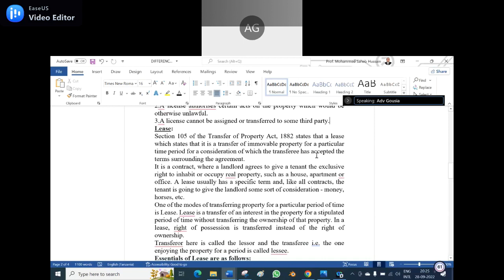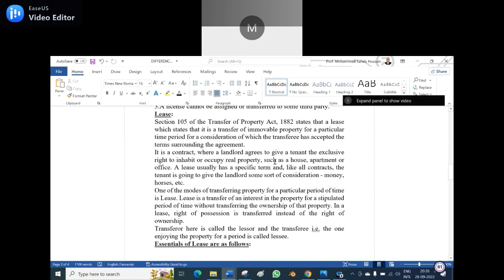Section 105 of the Transfer of Property Act 1882 states that a lease is a transfer of immovable property for a particular time period for a consideration, where the transferee has accepted the terms surrounding the agreement. The terms and conditions will be for the lease. Is the lease for movable property or immovable property?